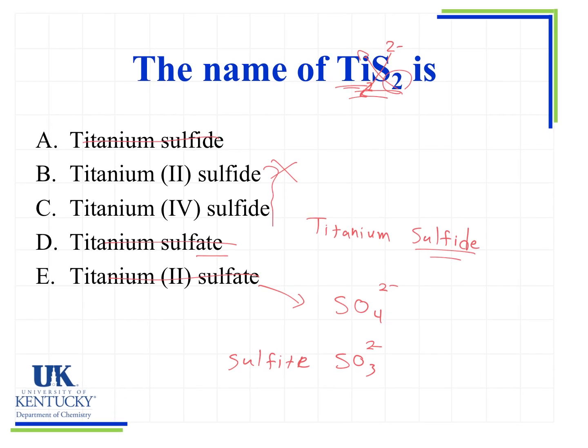It's because if we follow our charge balance thing, we know the charge of sulfide is 2-, and we have 2 of that, so therefore we should have 4- here. To make it charge balanced, titanium should have 4+, right? So therefore the charge of the titanium is 4+, so it's titanium 4 sulfide. Therefore the right answer is C.